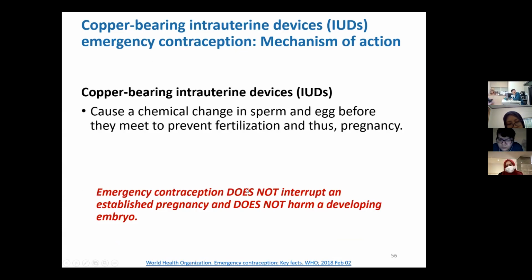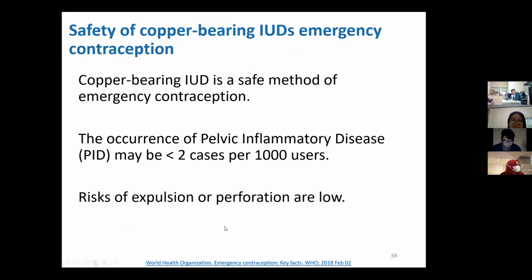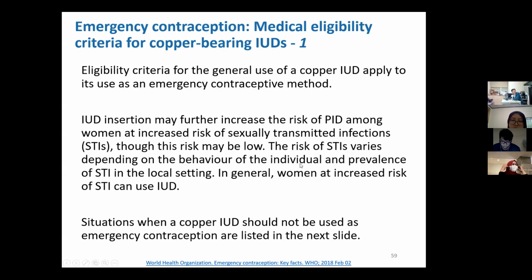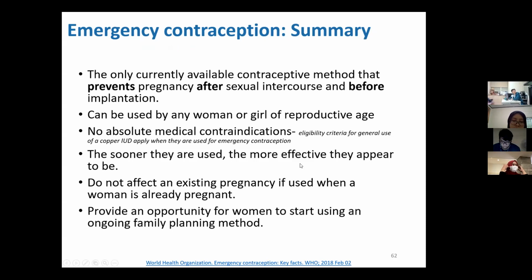Emergency contraceptives do not interrupt an established pregnancy. It does not harm the developing embryo and baby. So it's not abortion; contraception is not artificial abortion. It's a different issue. The safety is high and good, but sometimes we get pelvic inflammatory disease, less than 2 per 1,000 users. Okay, so to summarize.